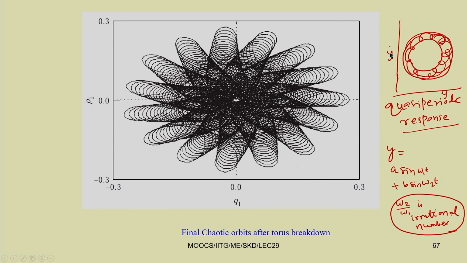Now you can draw the Poincare section. In case of Poincare section, this y versus y dot curve will be a closed loop. So you can get a closed loop in case of the quasi periodic response or this torus. This torus breaks down by changing the system parameter and finally you are getting a chaotic orbit. So this is the final chaotic orbit in case of the torus breakdown.